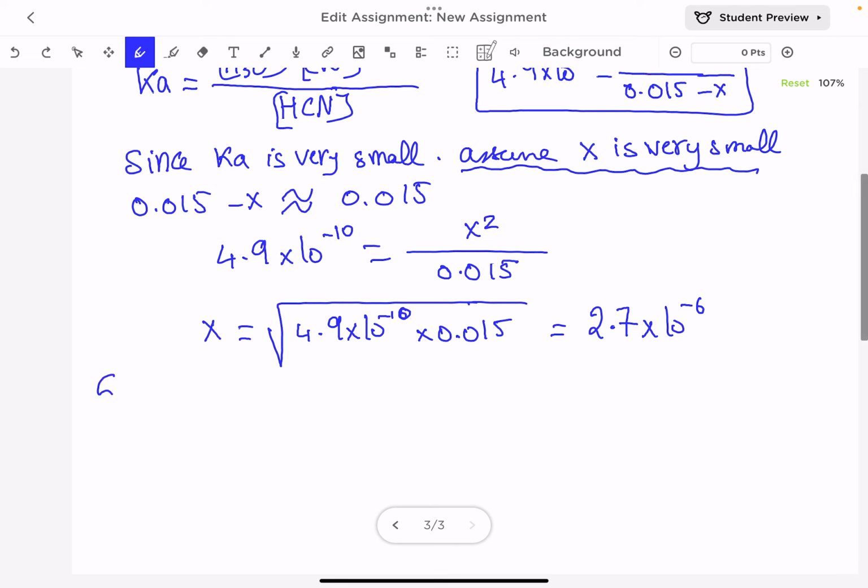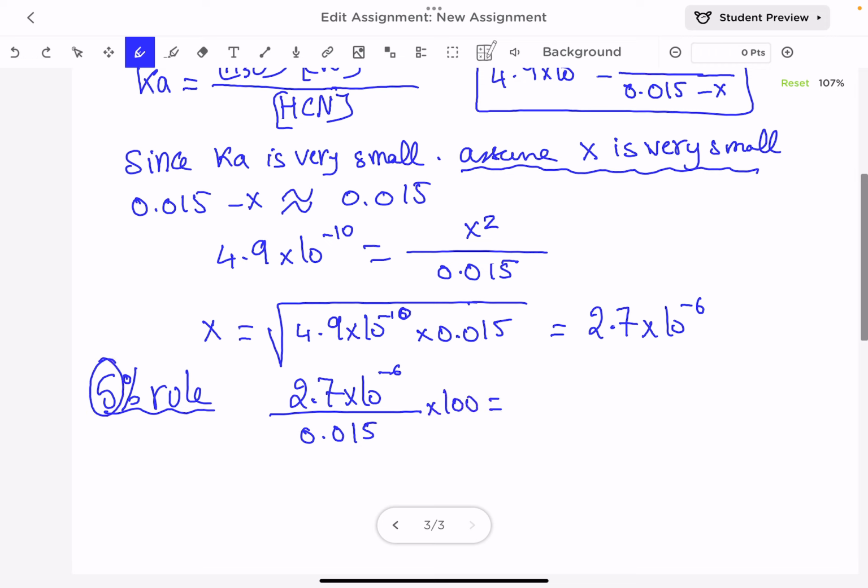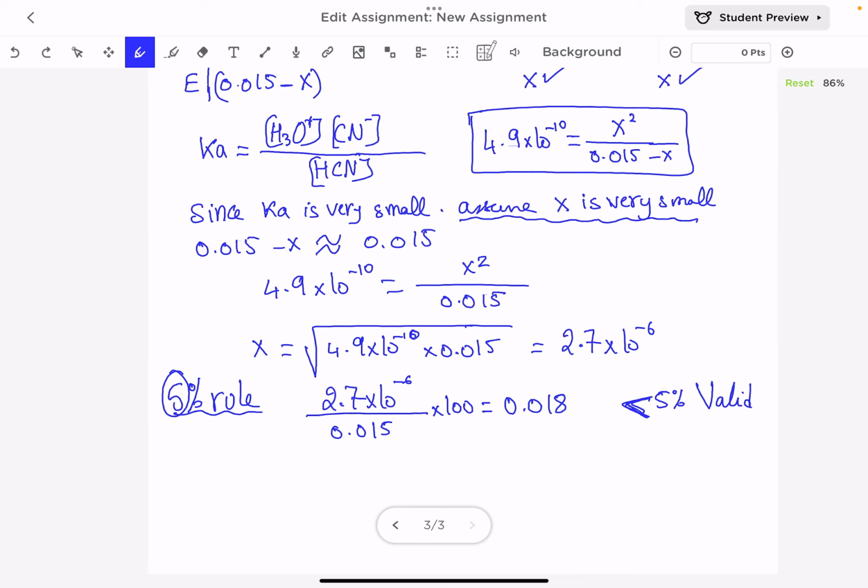So we do what we call the 5% rule, in which we divide the calculated X over the initial concentration multiplied by 100, and it is called the 5% rule. If the answer we obtained is less than 5%, then our assumption is valid. So this number will give me a value of 0.018, which is really less than 5%. So my assumption is valid.